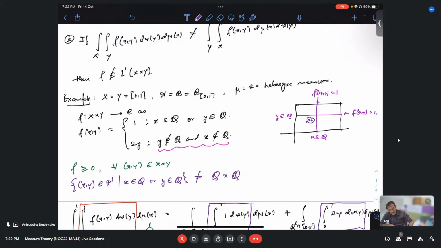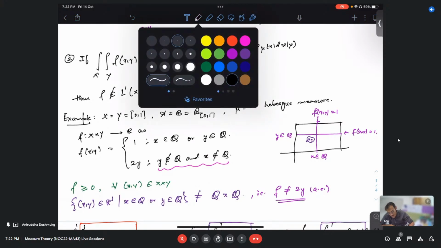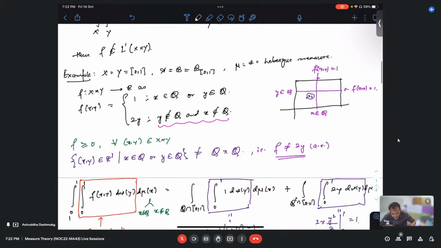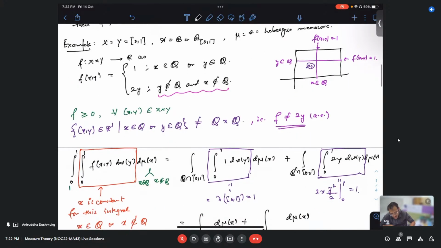So we cannot really say that f is equal to 2y almost everywhere. That is, f is not equal to 2y almost everywhere. So we have to think how this is Borel measurable. You can think about it. It is not a difficult task, but still, you have to give some idea.